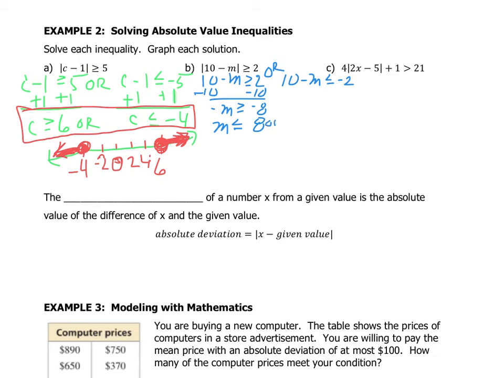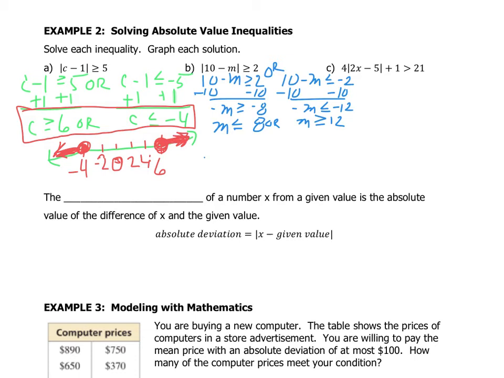Or, the same idea here. When I subtract my 10, I'm going to get negative m is less than or equal to negative 12. When I divide by the negative 1, it's now greater than or equal to positive 12. Okay, so it's important that you remember all the rules that we used in the equations still work. When I multiply or divide by a negative, the sign reverses.